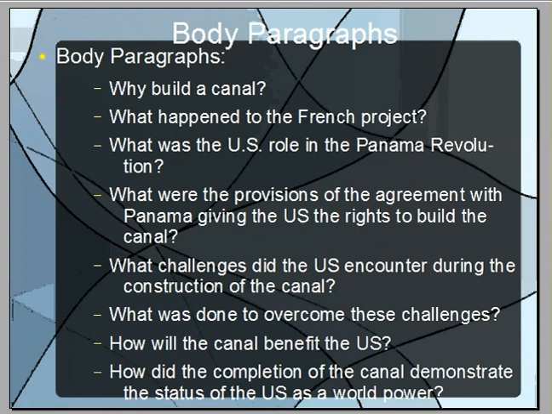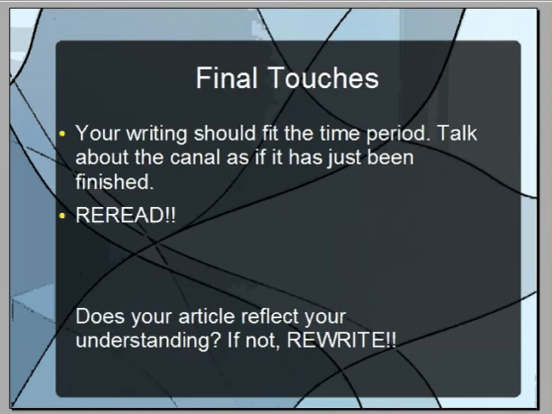So make sure you cover all of these. Again, if you have to do some research, that's fine. You can find news articles from the time period about the Panama Canal that will probably be very similar to this, so those are great resources if you can find them. Some final touches for your project. Again, your writing should fit the time period. Talk about the canal as if it has just been finished.